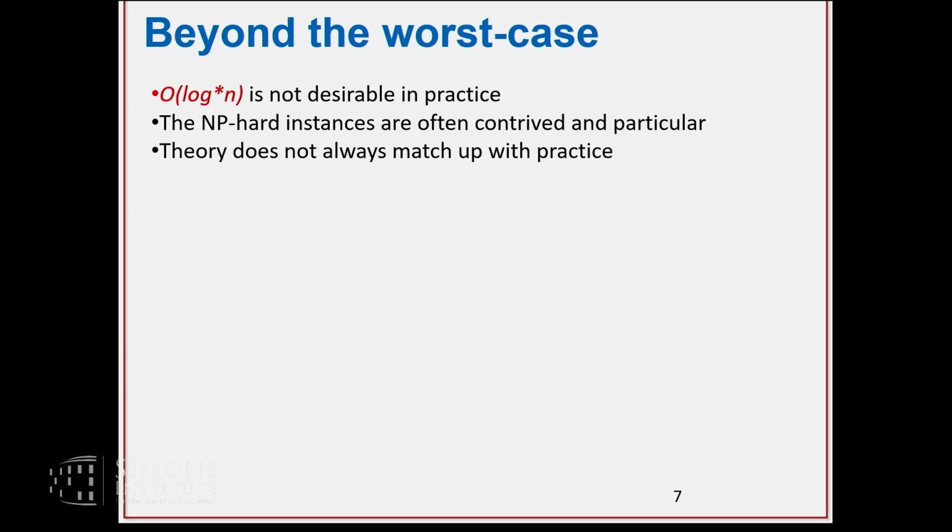Okay, so just a little bit of background, or a little bit of justifying perturbation resilience. Sometimes log star n isn't desirable in practice because it's not even a constant approximation. And a lot of times these NP-hard instances don't always match up with what we see in practice. I don't think there are any cities out there that have the intricate constructions used in the lower bounds. So even though there are some lower bounds, maybe we don't see them in practice.